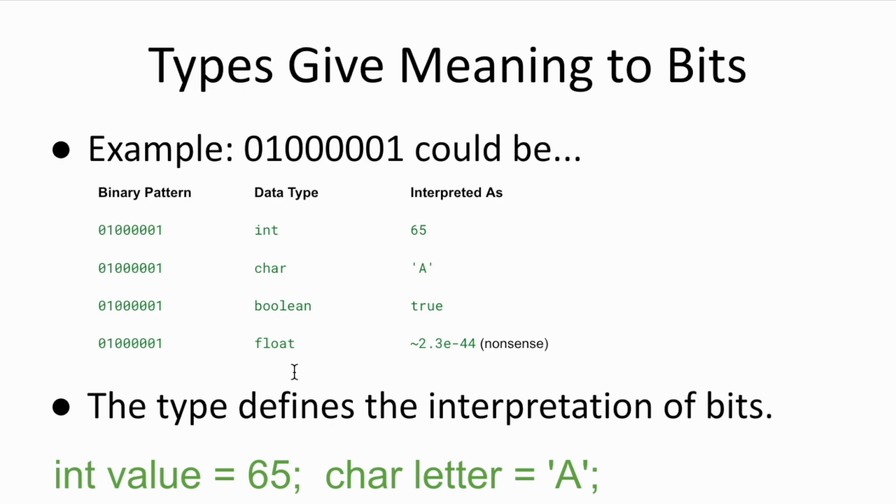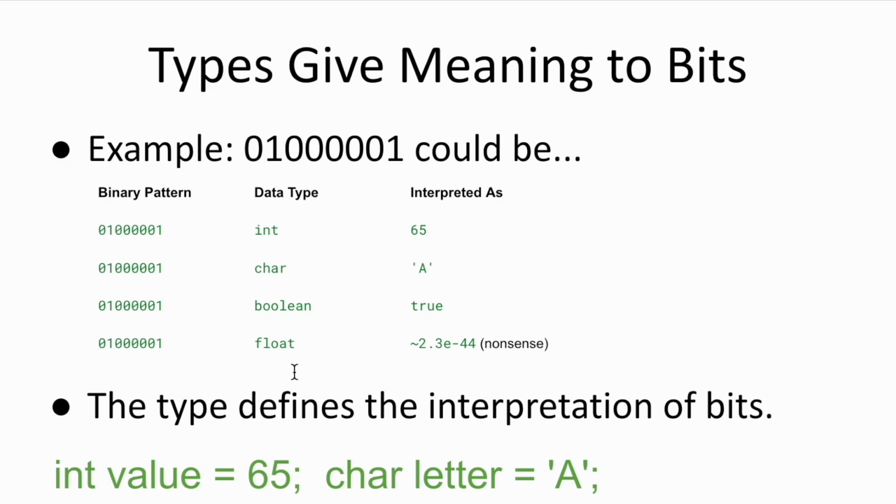This is why every variable in Java must have a type. Without a type, the JVM doesn't know how to make sense of the bits in memory. You are not just storing data. You are instructing the system how to understand that data. The type defines the interpretation of bits. That's not just a programming rule. It's a deep truth about how computers work.